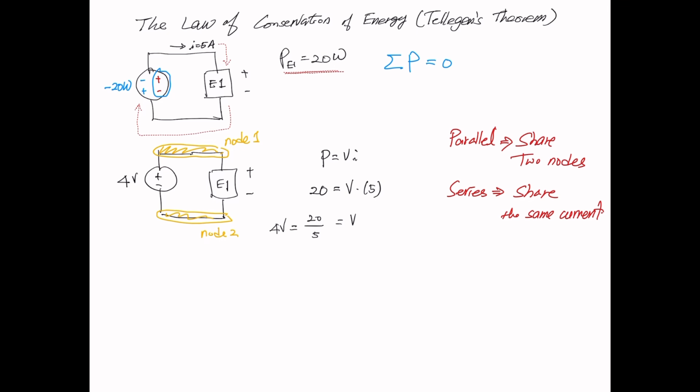So go back to the parallel. These two are in parallel. Therefore, the voltage of element 1 should be 4 as well. That makes sense because we know current I equals 5 amps, so P equals V times I, which is positive 20 watts.